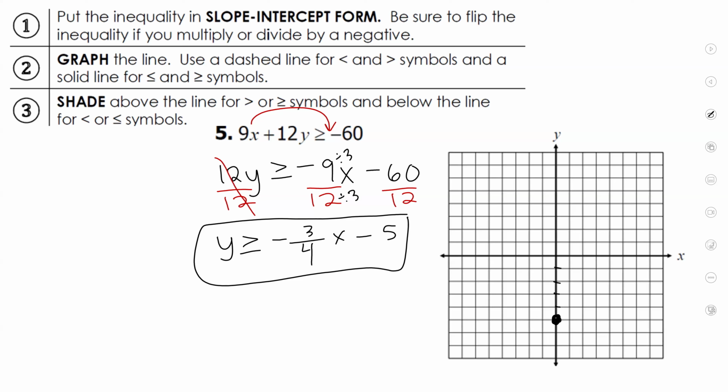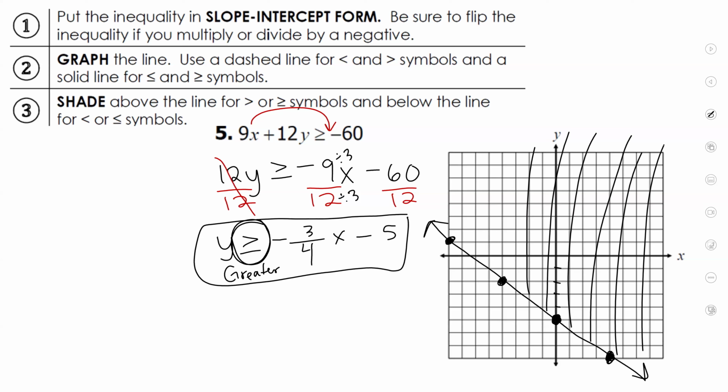Your slope is -3/4. I'm going to go up 3 to the left 4. You can also go down 3 to the right 4. We're creating a line that is decreasing because it's a negative slope. What symbol is this, guys? Greater than or equal to. Yes, greater than or equal to. So that means we need to shade above. We have to be greater than the line. You shade up if it's greater. So put your pen on the line and go straight up.